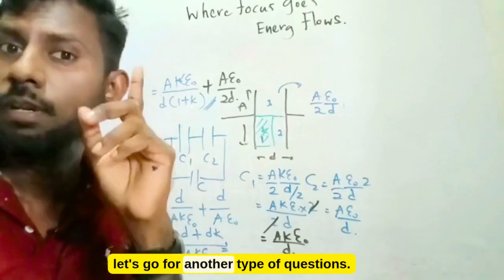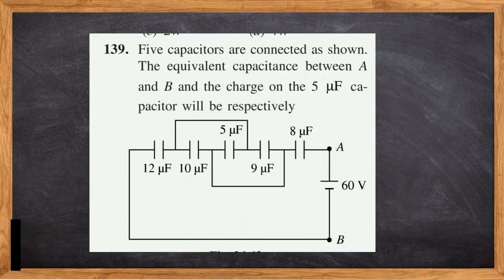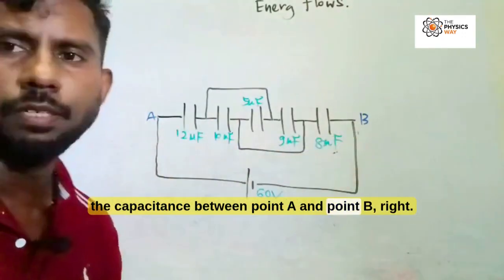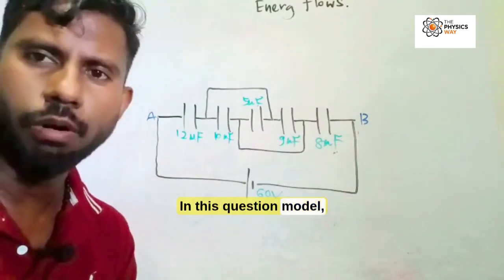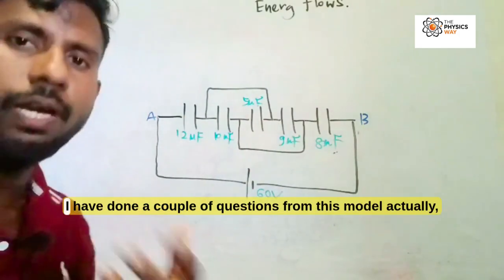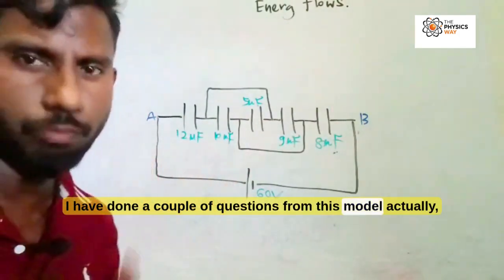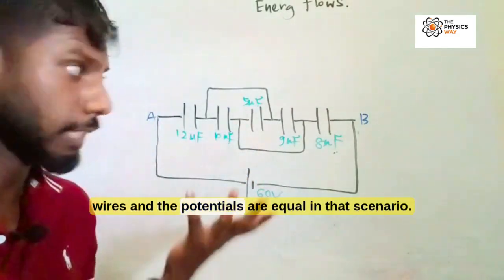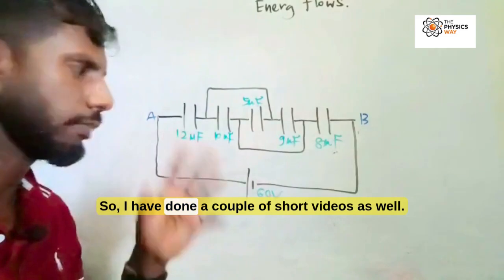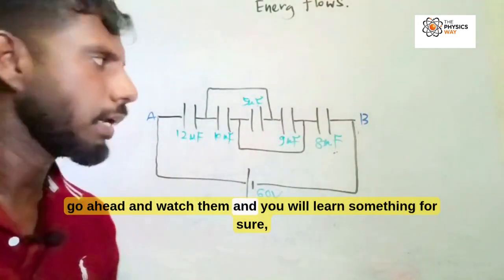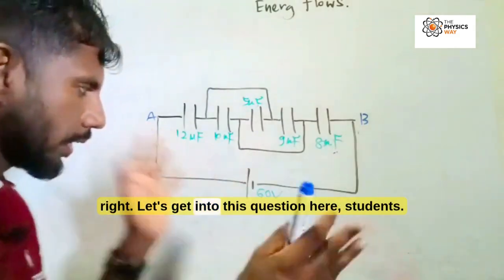Let's go for another type of question. In this question, we need to find the capacitance between point A and point B. In this question model, you can see the capacitors are connected by wires. I have done a couple of questions from this model where resistors and capacitors are connected by wires and the potentials are equal. I have done a couple of short videos as well, so if you haven't watched them, go ahead and watch them and you will learn something for sure. Right, let's get into this question.